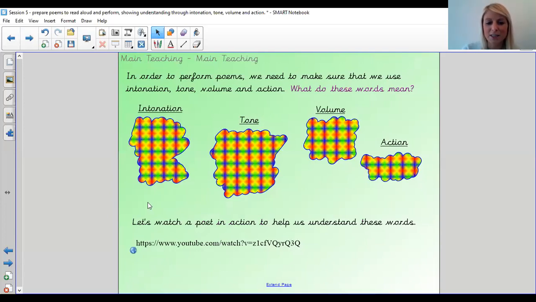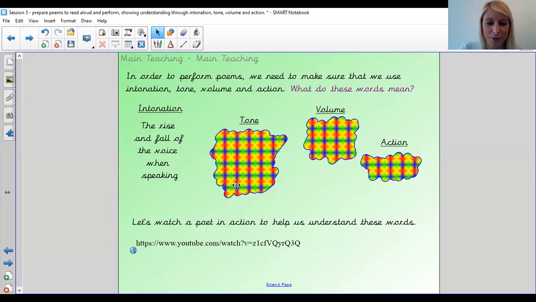So intonation, take a moment to think for yourself, what did intonation mean? So intonation is the rise and fall of the voice when speaking. So we try and give a rhythm to our voice. We don't just speak in the same tone all the time.